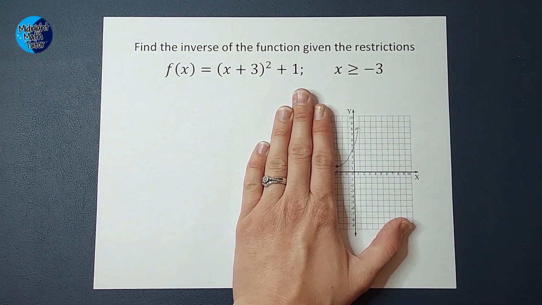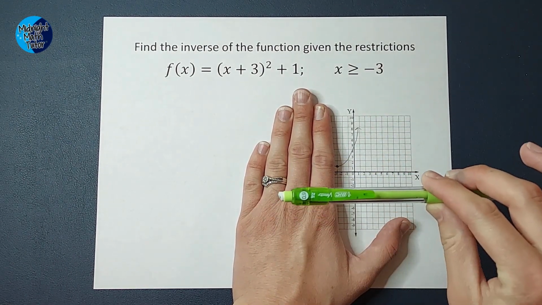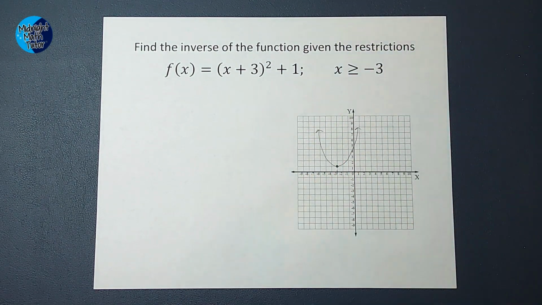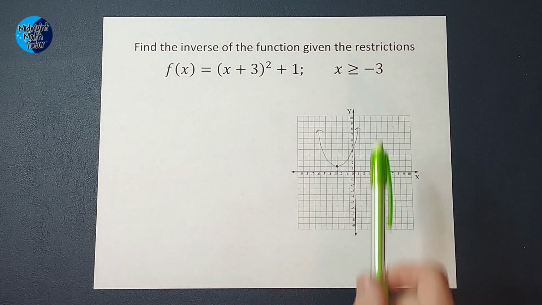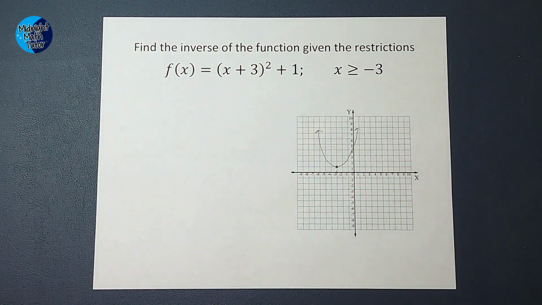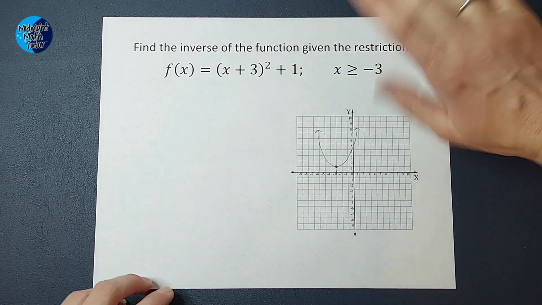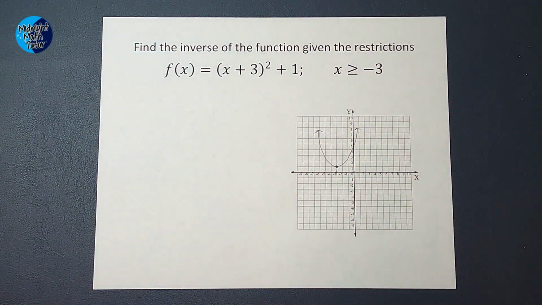So if that's gone, watch what happens for my horizontal line test. We're good, it passes, right? So that is why the restrictions are so important. If these weren't here, this would not have an inverse. This by itself doesn't have an inverse, but when we apply that, it does, okay?